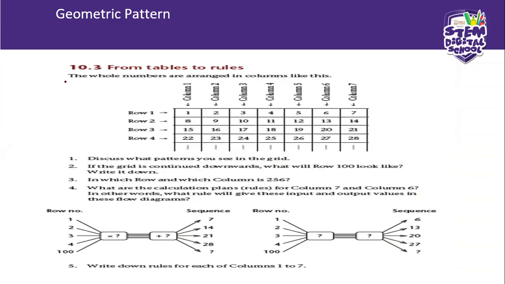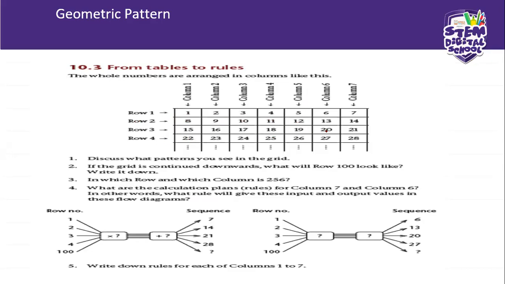Here you find that they say whole numbers are arranged in columns like this, right? They say each column has a particular row, like row one has column one, there's one, column two, there's two, etc. In the same column one, going to row two, there's eight, then there's nine. So these form patterns. This is a pattern, this is a pattern, this is a pattern.